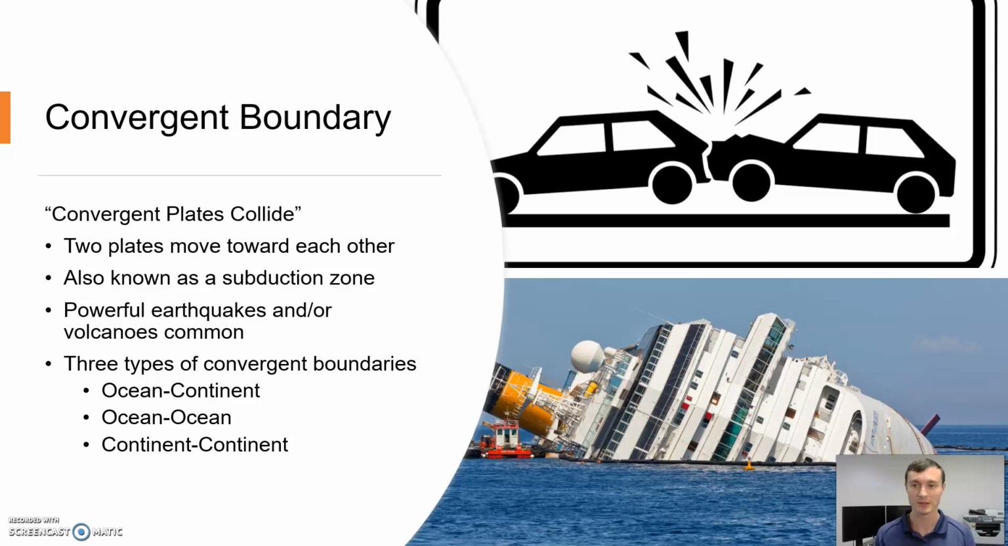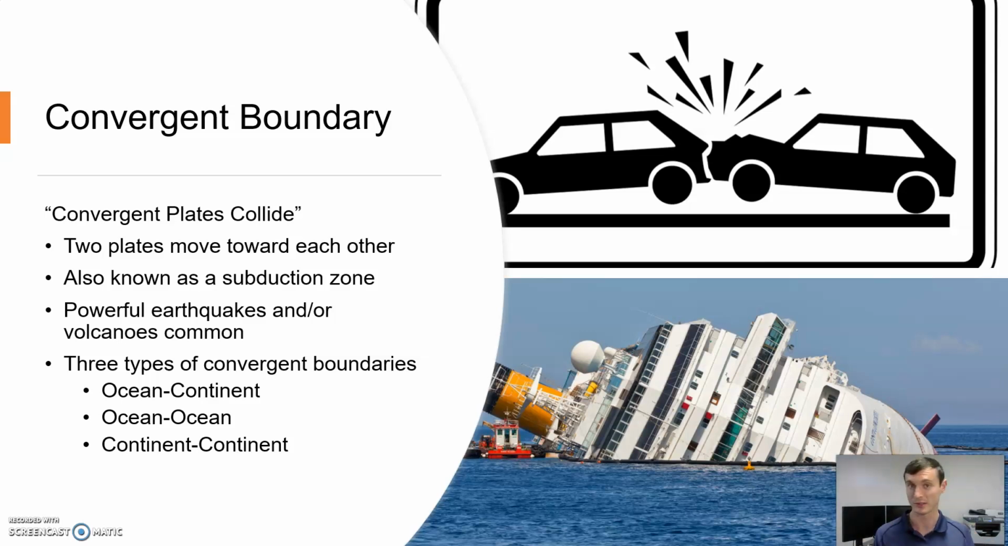Best way to remember this is convergent plates collide. We've got two plates moving towards each other. Usually a convergent boundary is a place where you have subduction or a subduction zone, where one plate actually ends up sliding beneath another plate.